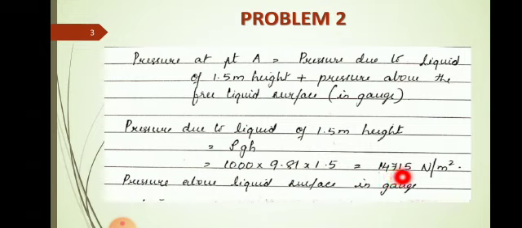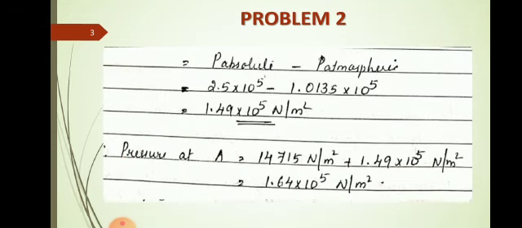Now we have to find out the pressure above the liquid surface in gauge, that is the air pressure above the liquid surface in gauge. As I have told you earlier, here the gauge pressure is not directly given. Instead, you are given the absolute pressure and atmospheric pressure. We have learned the equation to find out the gauge pressure from absolute and atmospheric pressures. The gauge pressure is equal to P absolute minus P atmospheric. So using this relation, we can find out the gauge pressure acting on the liquid surface.